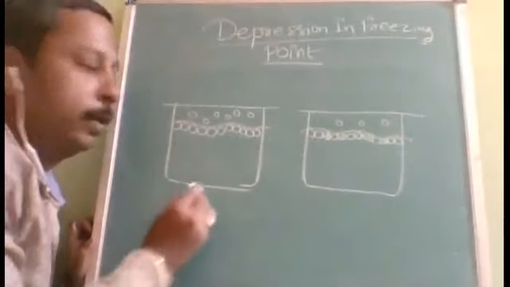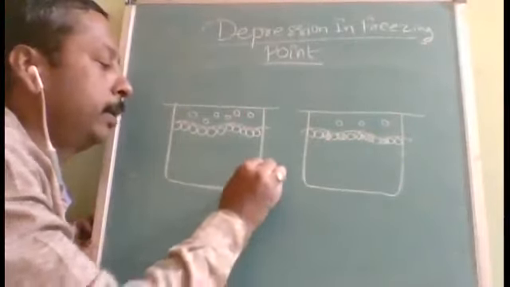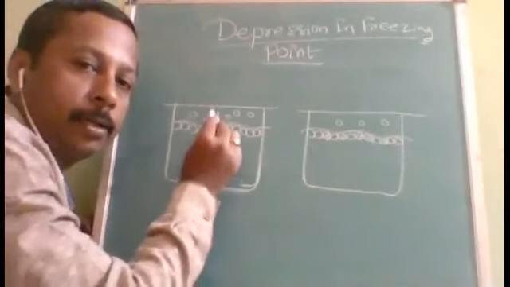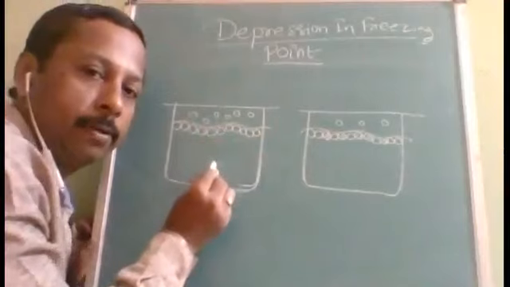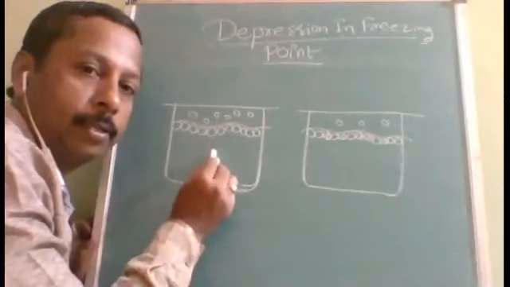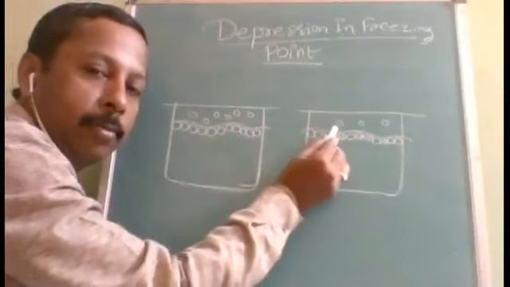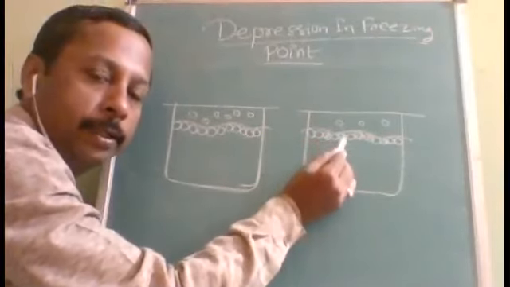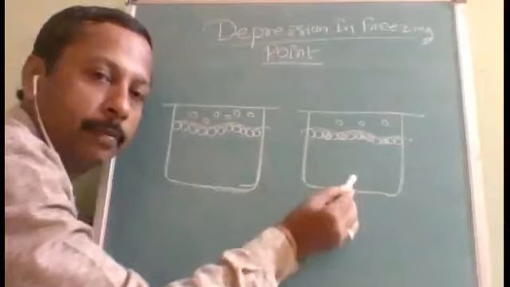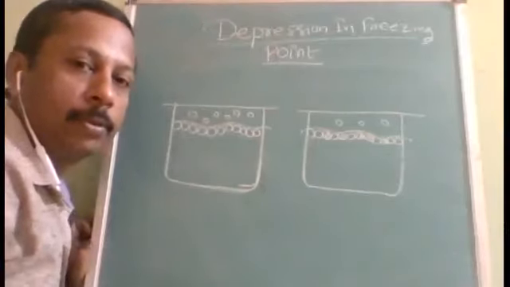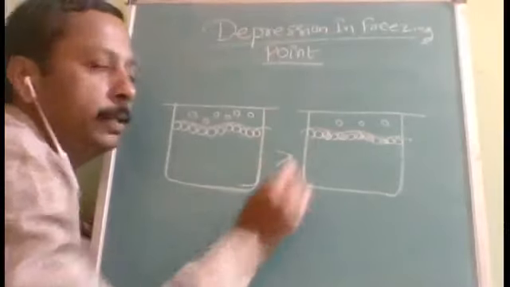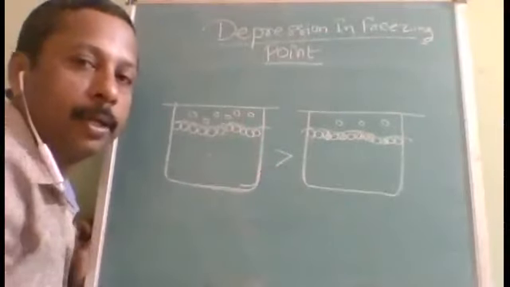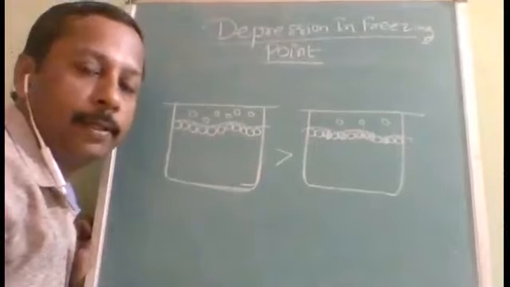Now when you compare the task of converting gas to liquid and liquid to solid, here the number of particles in the gaseous state is very small. So it is easy to convert them into liquid, and then it will be further easy to convert them into solid. That means work is reduced, work is depressed. That's why this is called depression in freezing point.